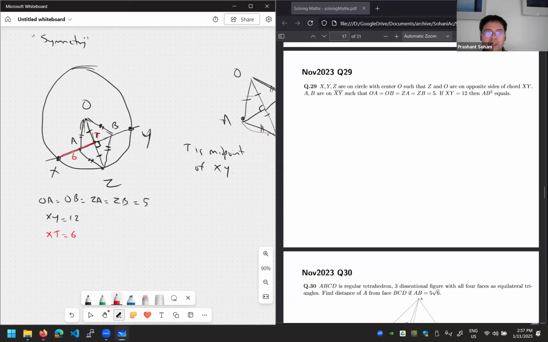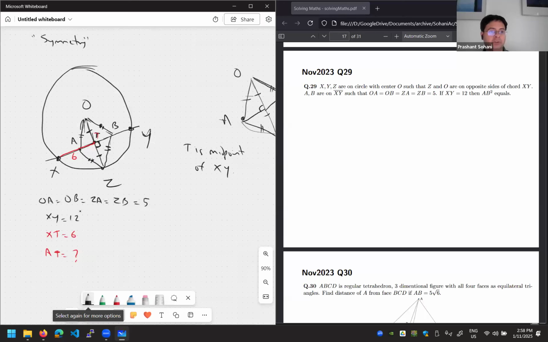Okay, what else? I want to find AB square. So I am interested in AB square. If you'll notice, if I find AT, then double of that will be AB. So the only thing I need to find is AT. Once I find AT, I will get the answer.